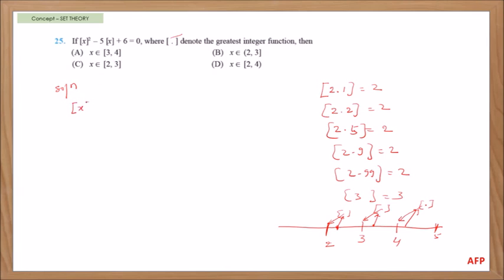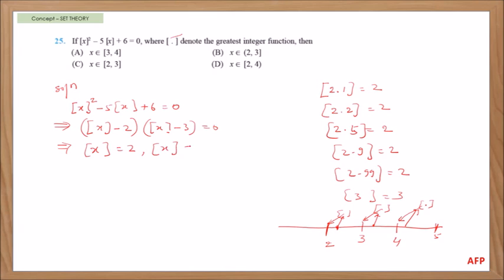So that is the greatest integer of x squared minus 5 times the greatest integer of x plus 6 is equal to 0. Treating it as a quadratic equation and simplifying, you get the greatest integer of x minus 2 times the greatest integer of x minus 3 is equal to 0. This indicates that the greatest integer of x is 2 or the greatest integer of x is 3.